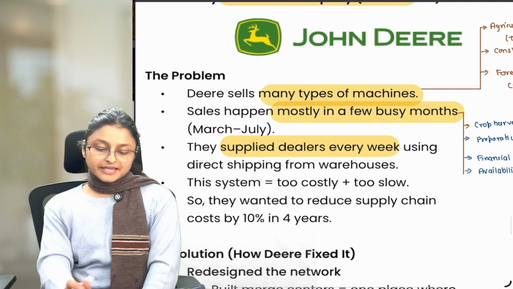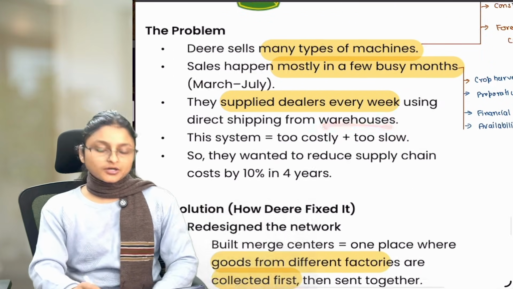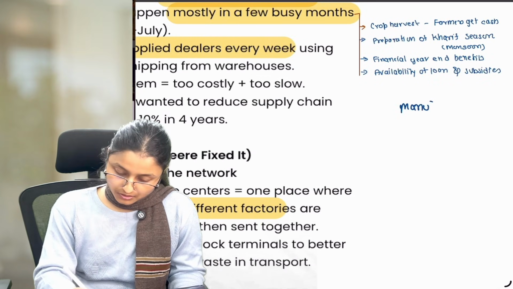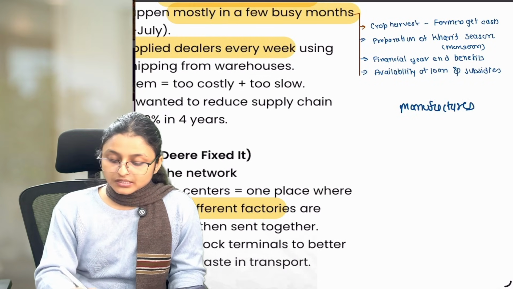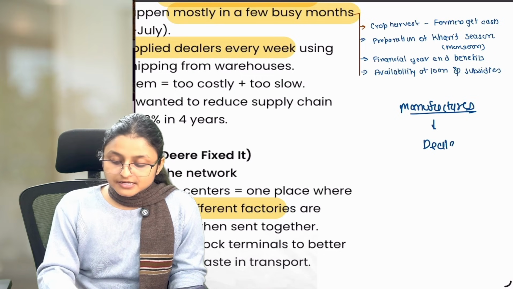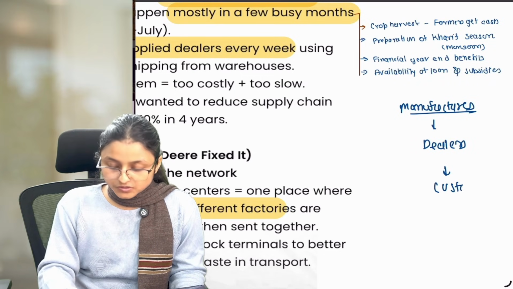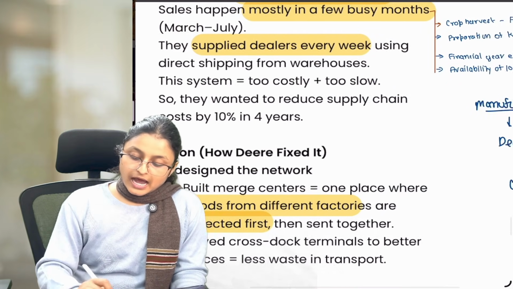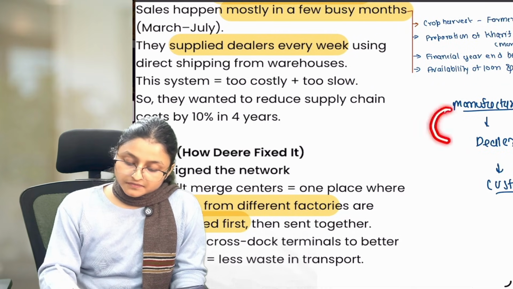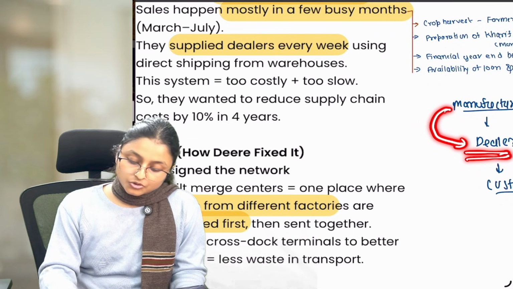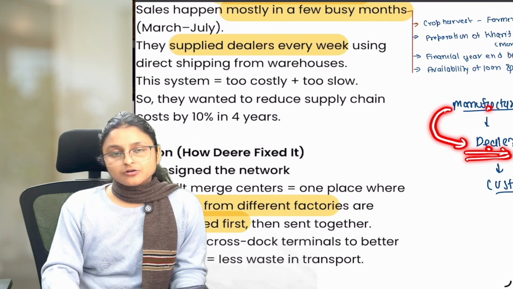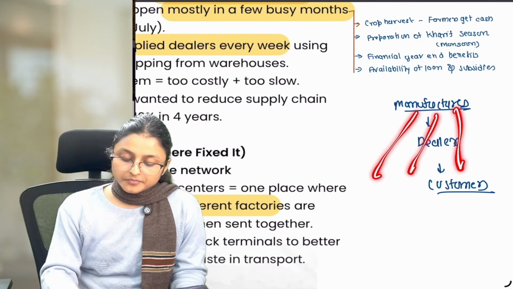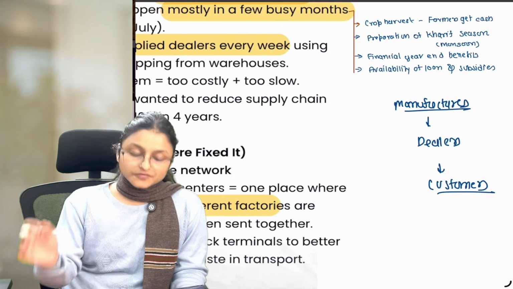They supply dealers every week using direct shipping from warehouses. Now what is John Deere? John Deere is the manufacturer. This manufacturer sells the product to dealers, and dealers are the ones who sell the products to the customer. So what is happening here? Our manufacturer, that is John Deere, will supply every week to the dealer directly from the warehouses. That means every dealer is getting different tractors for their products and everyone is getting products differently.